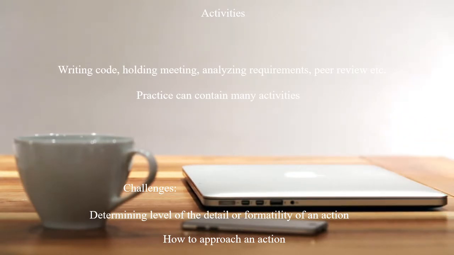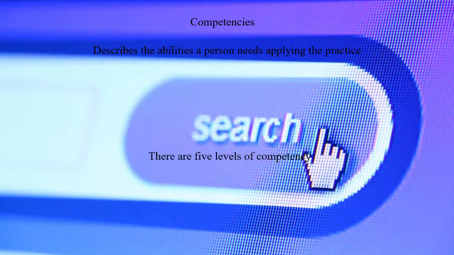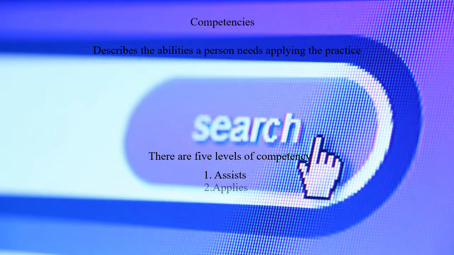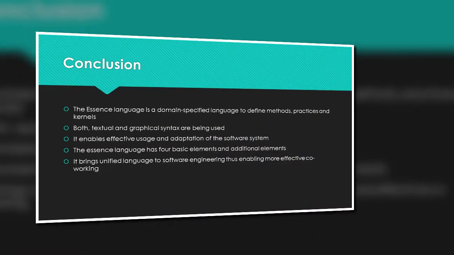Competencies are the abilities needed to perform a practice. A competency has 5 levels. In the first level, a person has an ability to assist in a process. The second level of competency is applying, where a person has an ability to perform simple tasks. The third level is mastering, the fourth is adapting, and the fifth level is innovating.